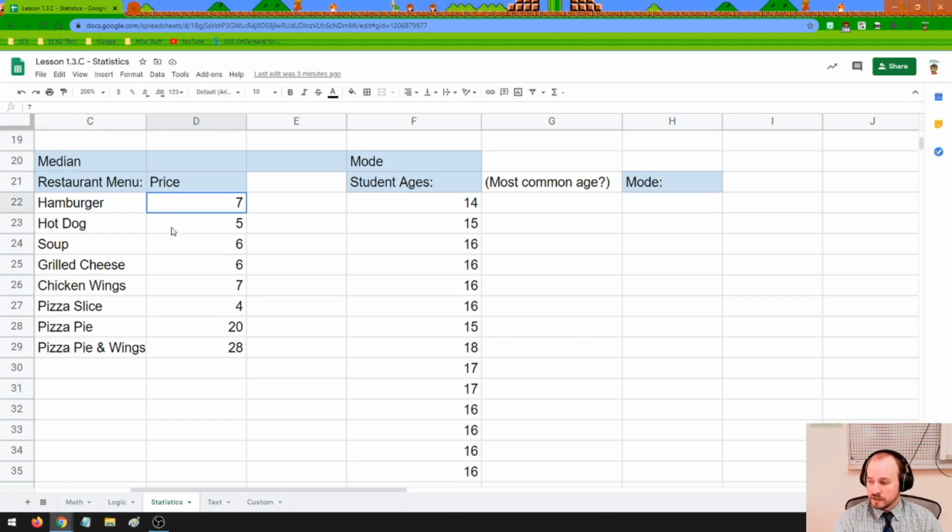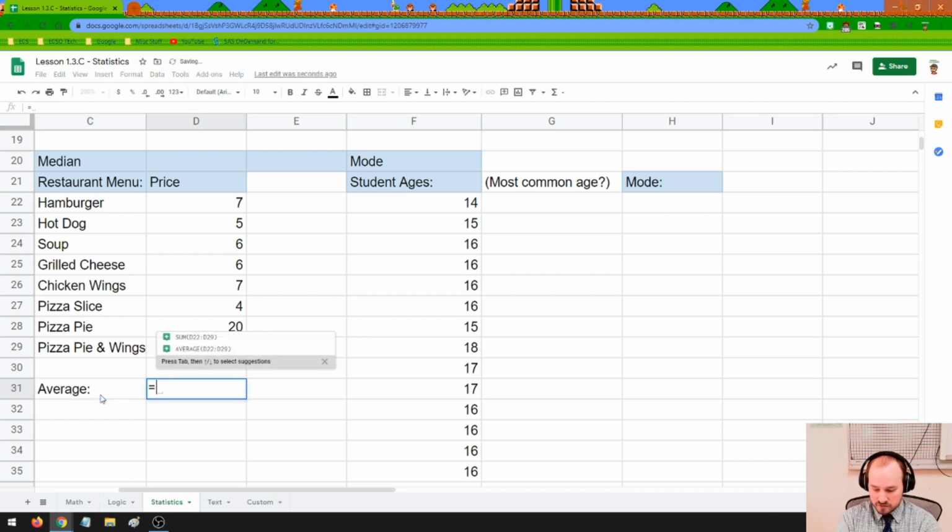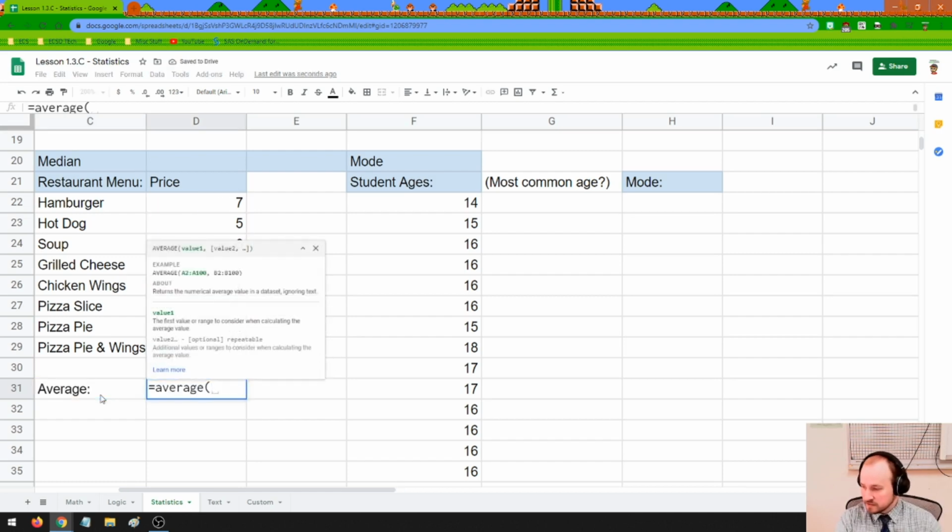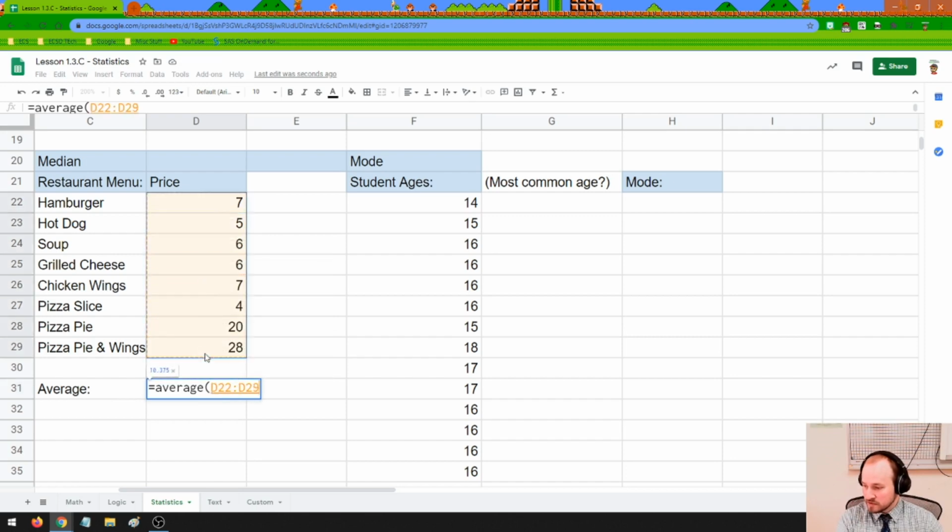I'm going to first try to find the average price of a meal here, and you're already probably seeing what the issue is going to be. So average equals average, parentheses, and then I draw the box around these and close it. The average meal is $10.37. I'm looking at all these. These are normal, like, one-person meals. Looks like we have some family meals included that are changing the average.